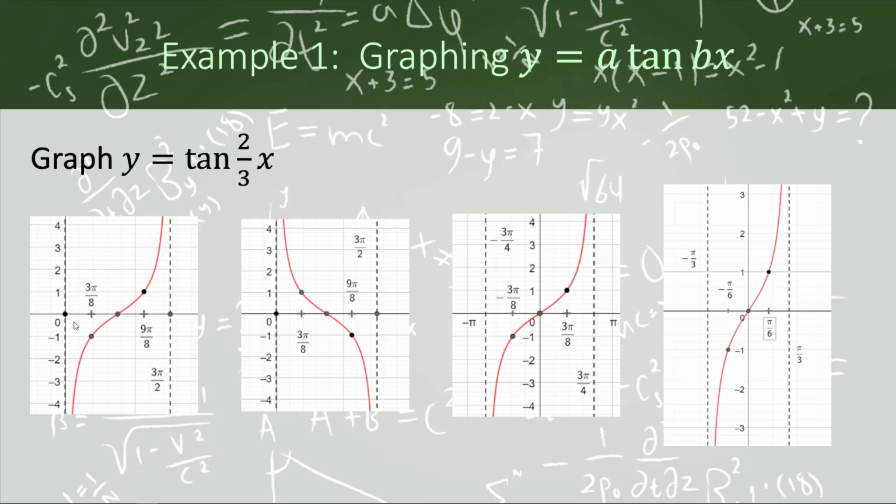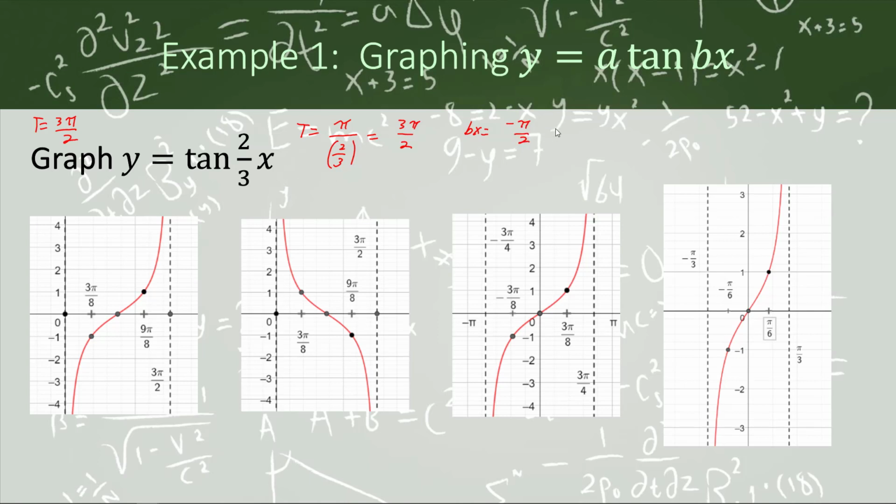Now, the first thing that we want to do is find the period. The period, which is T, is going to be equal to pi divided by b, which in this case is 2/3. And then we will get 3 pi over 2. That is the period. So let me put that over here. T is equal to 3 pi over 2, or 3/2 pi. Once we've done that, we need to find the first vertical asymptote, and that is going to be b times x is equal to negative pi over 2.